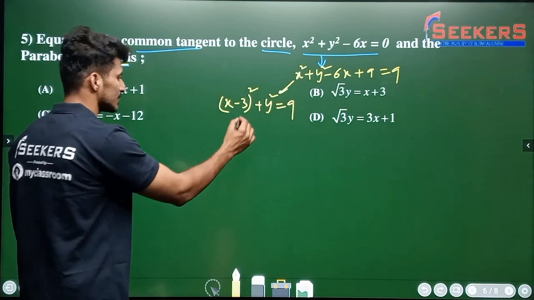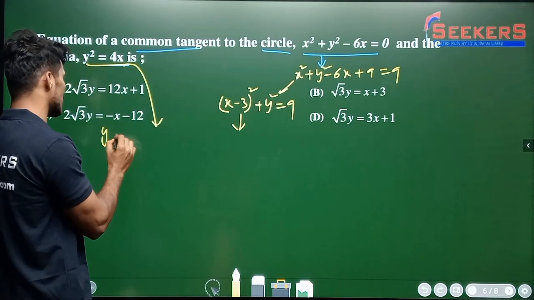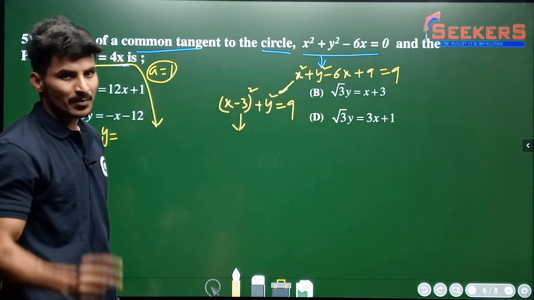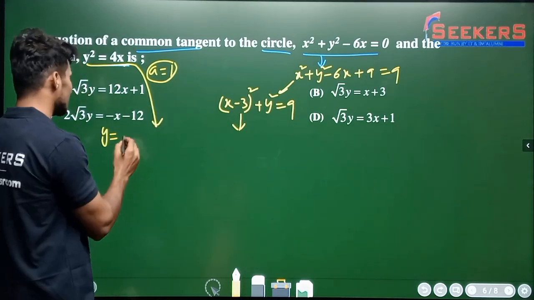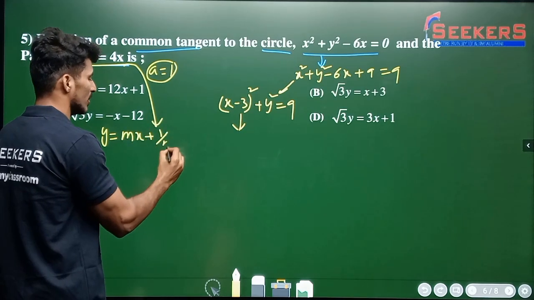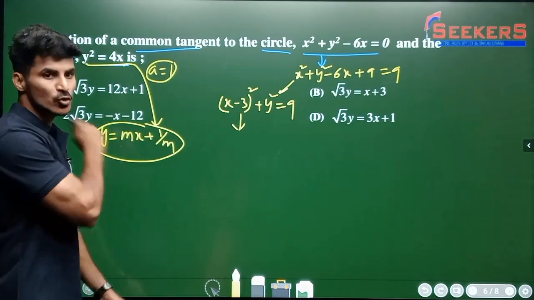So now let us write the tangent equation with respect to this. What is the tangent equation with respect to this? First of all, let us try to understand what the a value is here. If I compare with the standard form, the a value is 1. The a value is 1 means y is equal to mx plus a by m, and a is 1 here. So this is the equation of the tangent with respect to the parabola in slope form.